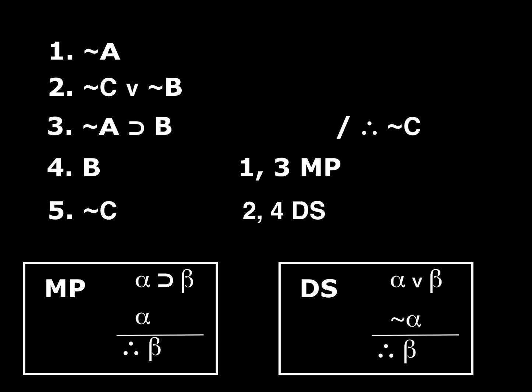Okay, that's it for this video. Next up, I'm going to explain why this method works. Why is it that just using these rules to derive the conclusion shows that this argument is valid?